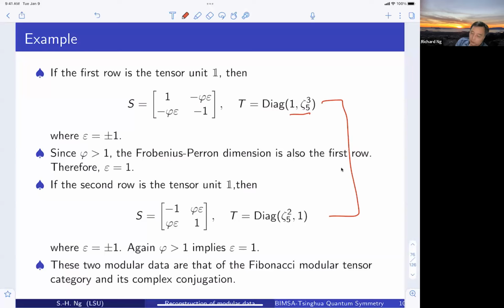So what I am trying to say is that a representation of SL2 Z will give you Galois conjugates of the modular data. It may not be the whole Galois conjugate class. Maybe the whole class of Galois conjugates, maybe half of it. So sometimes it's half of it.